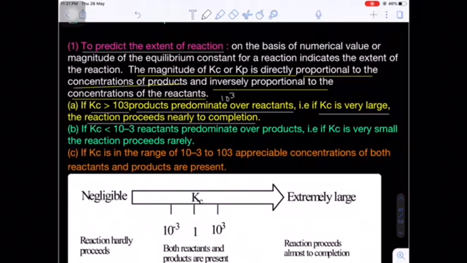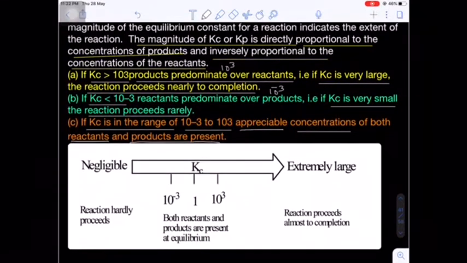Number two, if the Kc value is less than 1 by 1000, that is 10 raised to minus 3, then the Kc value is very small and the reaction proceeds very rarely, with great difficulty. Number three, if the Kc value is in between 10 raised to minus 3 and 10 raised to plus 3, then there are appreciable concentrations of both reactants and products in the reaction mixture.